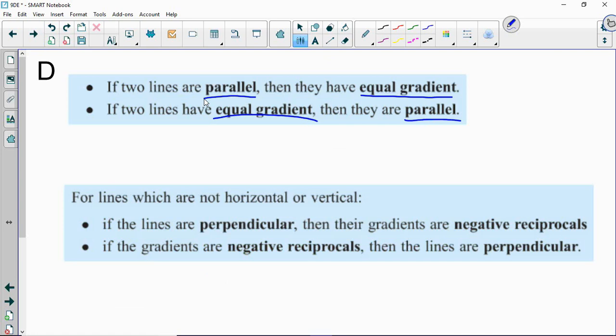Perpendicular lines are a little bit more complicated. So first of all, we're talking about lines which are not horizontal or vertical, and I'll explain why that is in just a moment. But for all other lines, if we know that they are perpendicular, then that means that their gradients are negative reciprocals. And if the gradients are negative reciprocals, then that means that the lines are perpendicular. So this phrase, negative reciprocals, sounds a lot more complicated than equal. So let's look at that, and then that will explain why we're not talking about horizontal and vertical lines here.